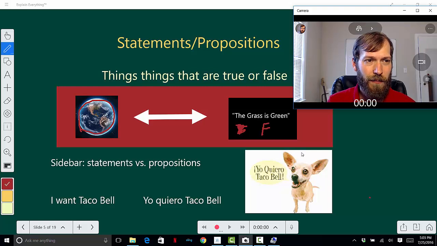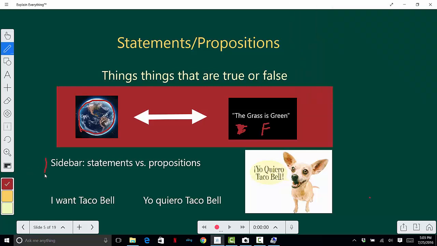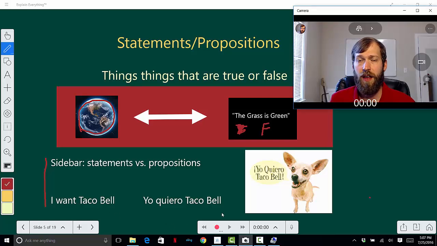Now, I want to draw your attention to something. This is kind of a sidebar. It's not anything that we need to particularly worry about, but I think it's interesting. It turns out that statements and propositions aren't actually the same thing. They're not the exact same thing. So if we look at I want Taco Bell versus Yo quiero Taco Bell, we can ask ourselves, well, is that the same statement? I'll let you ponder that for a moment.